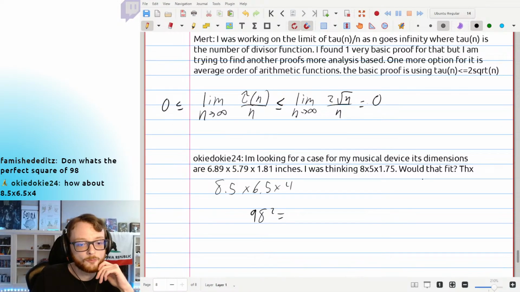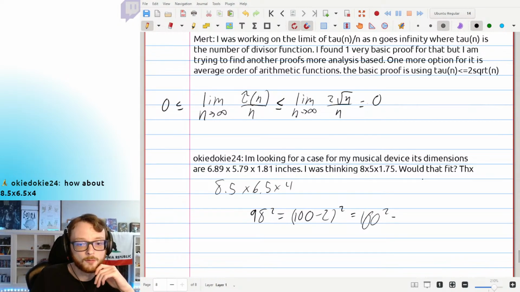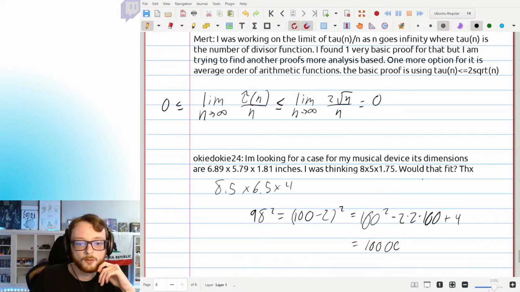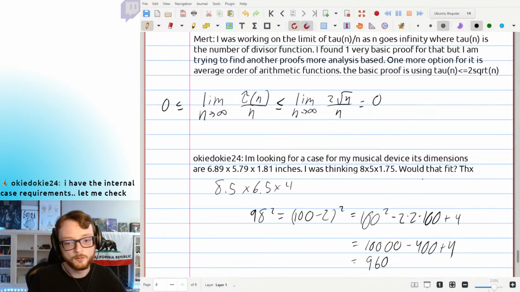If you want to do 98 squared, I guess the easiest thing is to think of it as 100 minus 2 squared. So you can make it 100 squared minus 2 times 2 times 100 plus 4. So 10,000 minus 400 plus 4. 9,604. I think is what you want.